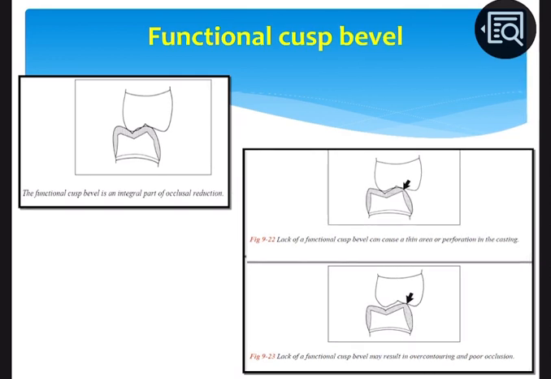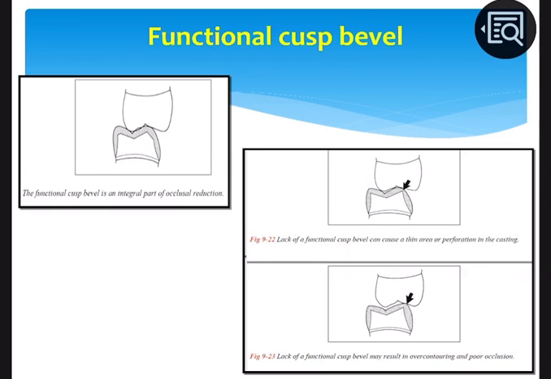Okay, I am repeating it again, that the functional cusp bevel is provided on the functional cusp. If we are preparing the mandibular posterior teeth, the functional cusps are the buccal cusps. Or when we are doing the preparation on the maxillary posterior teeth, the functional cusps are the palatal cusps. So how do we provide the functional cusp bevel? At a 45-degree angle, we will provide a slope with a width of 1.5 millimeter, as you see in the first box picture. So the functional cusp bevel is an integral part of the occlusal reduction.